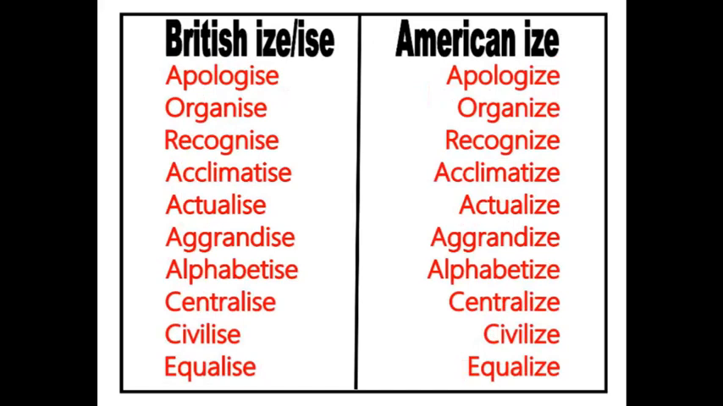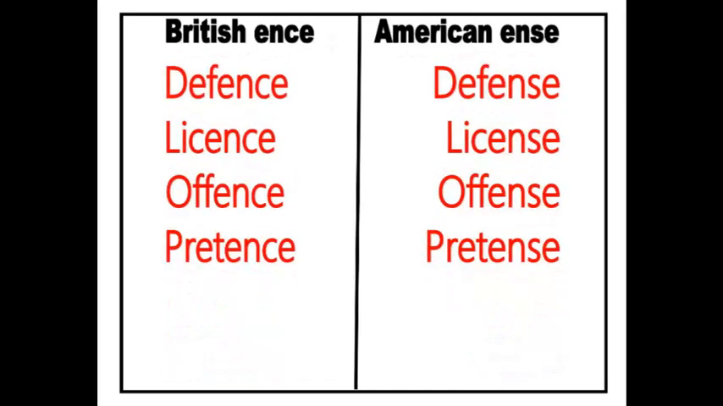3. British English uses either IZE or ISE. American English uses only IZE. Example. Apologize. Organize. Recognize. Acclimatize. Actualize. Aggrandize. Alphabetize. Centralize. Civilize. Equalize.